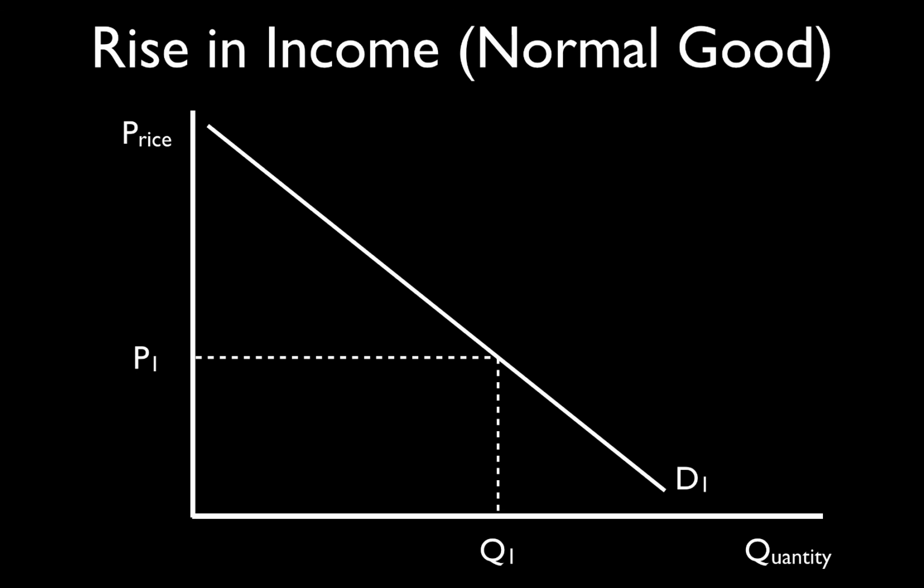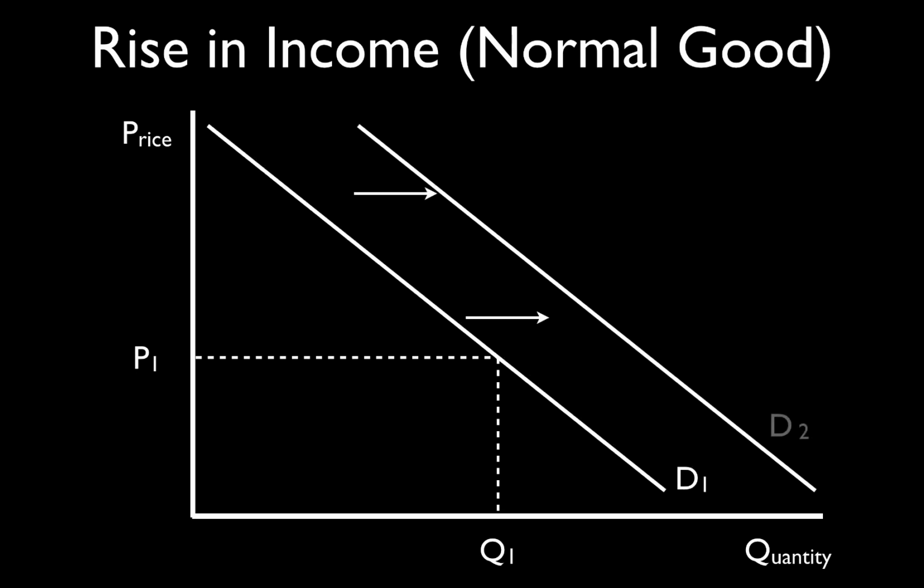It's a normal good. You're going to buy more of it. How do we show that you're going to buy more of it without changing the price? Because the price has not changed, an outward shift of the demand curve. So what does this mean?